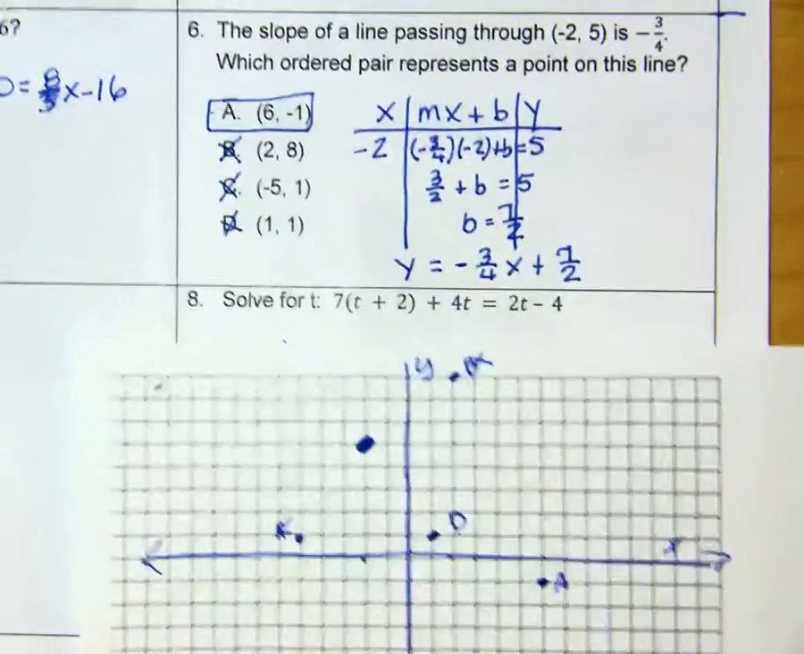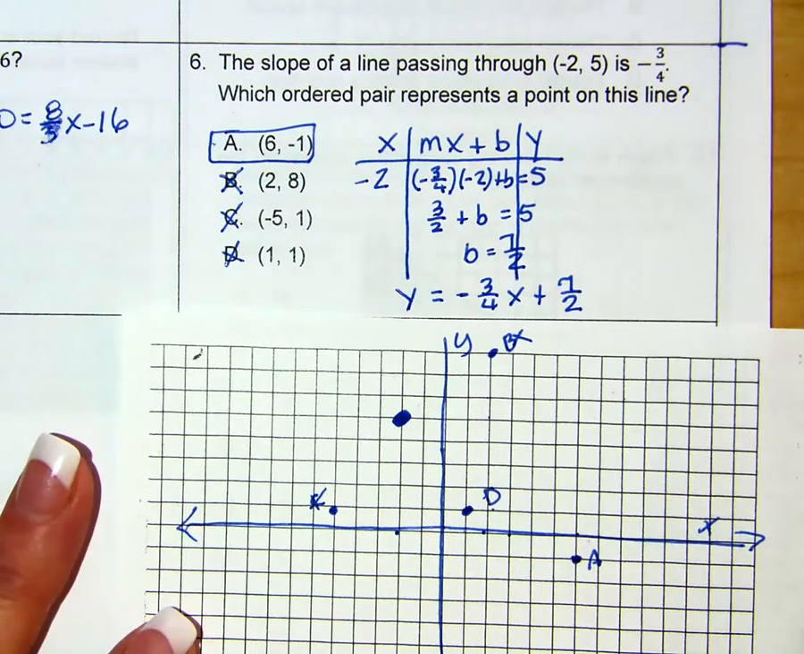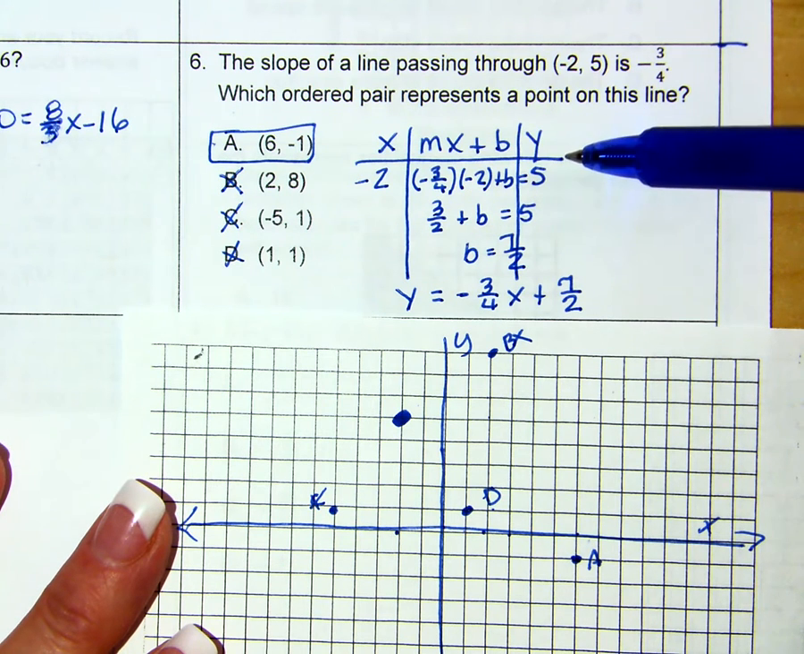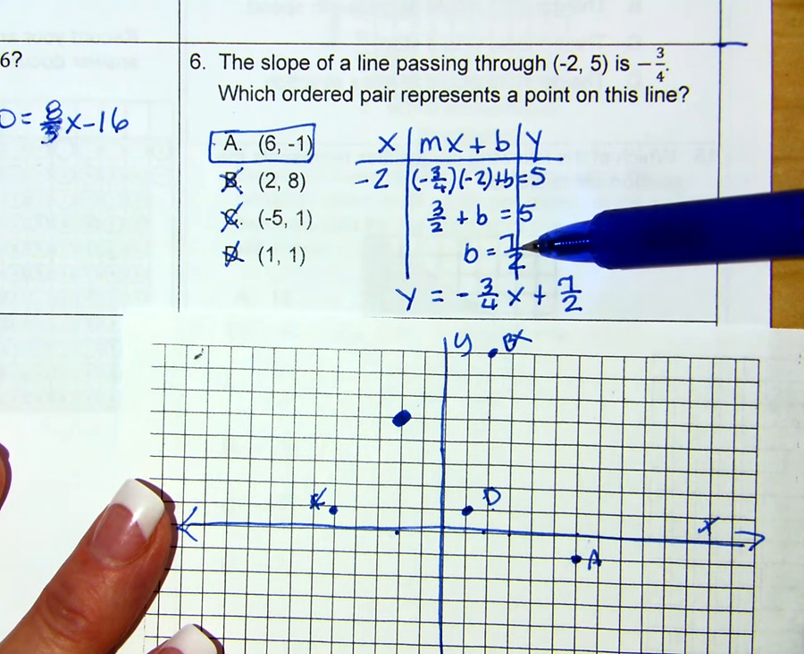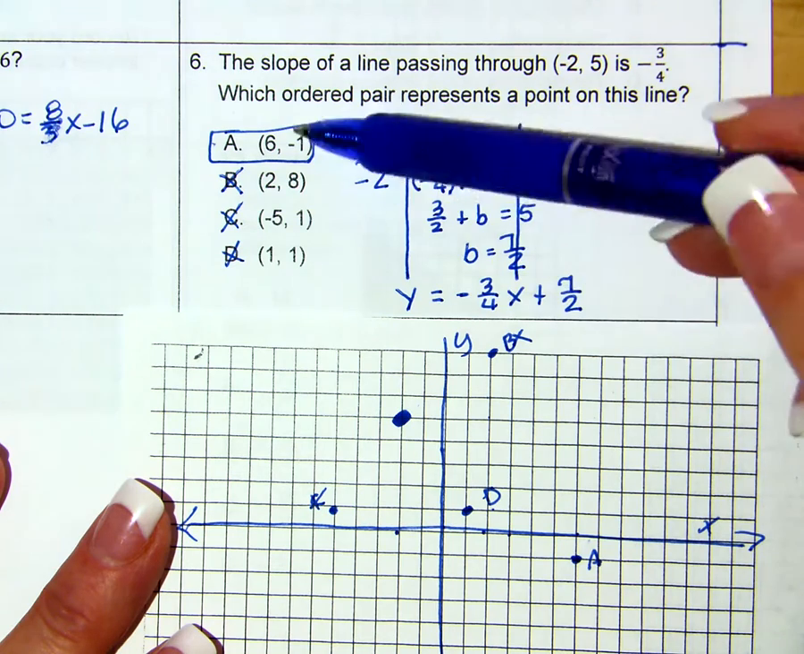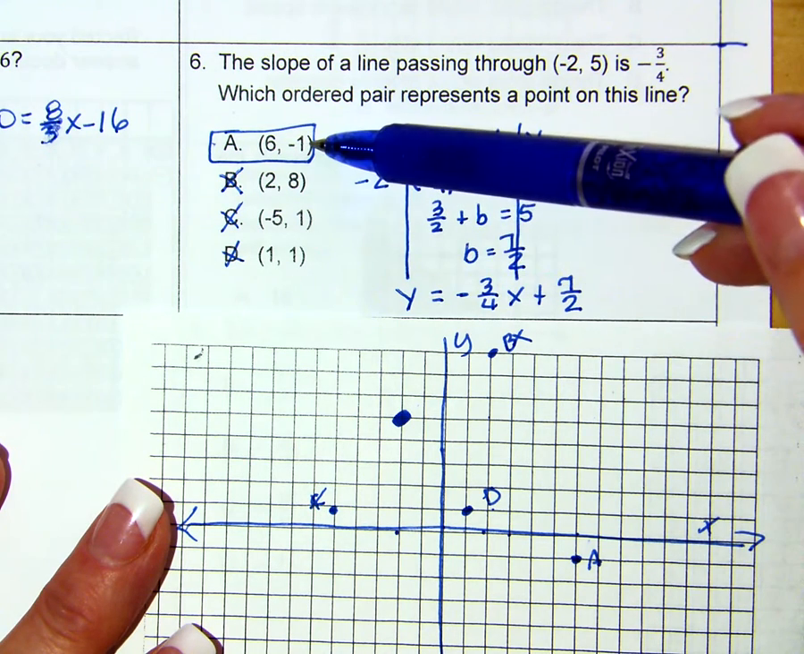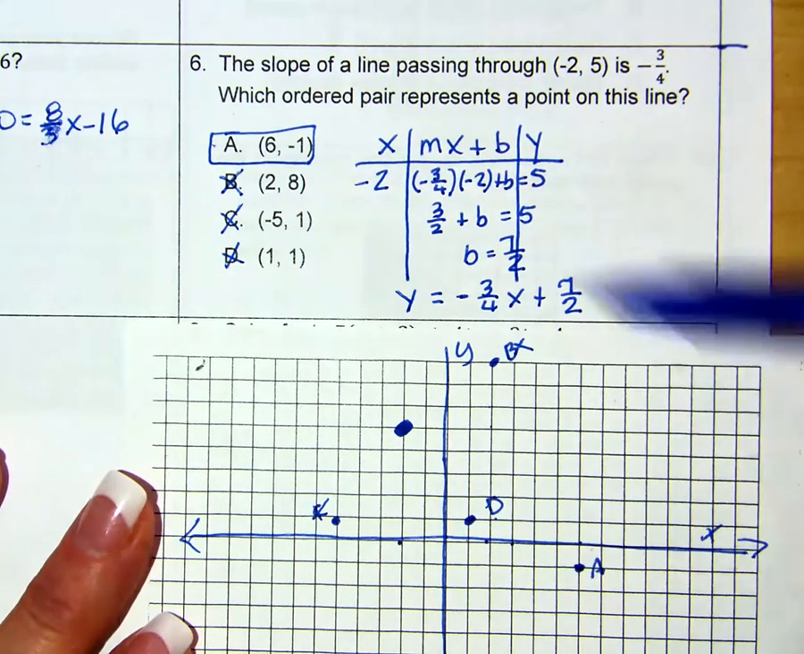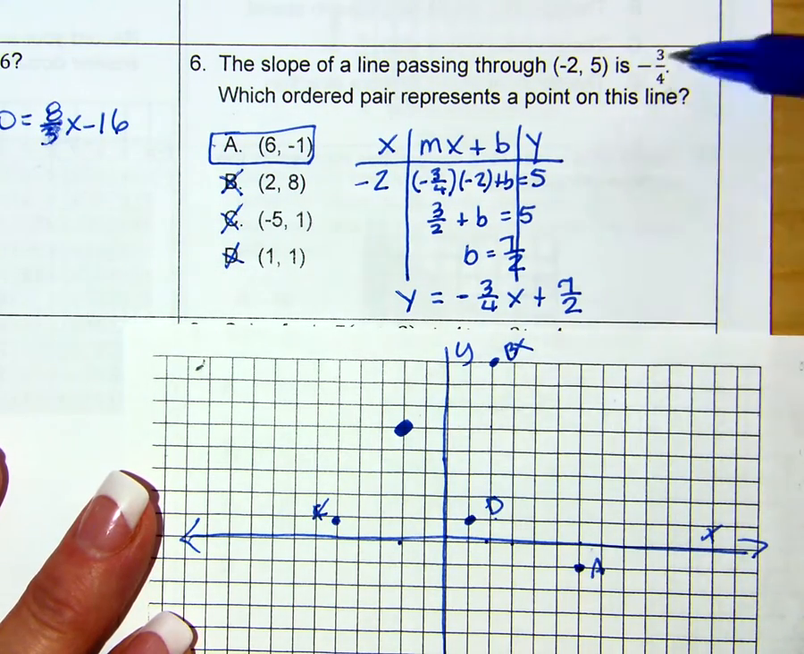So you have 2 different options for problem number 6. You can work it out with the numbers using our extended table to figure out what the y-intercept is, and then use the calculator and look for the answer choice in your table. Or you could make your own set of axes, graph the point that they give you, use the slope to get to one of these other 2 points.